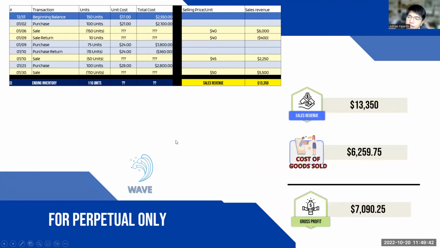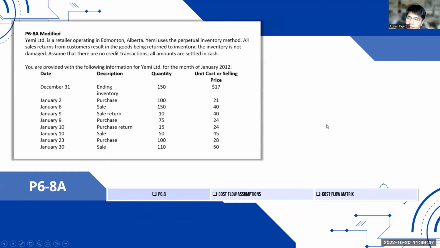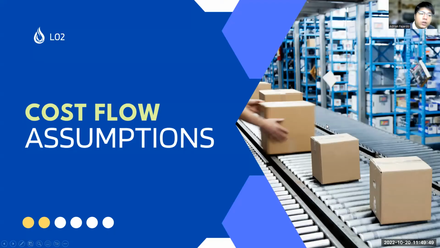So to get the gross profit, we know the cost of goods sold, so we subtract it from the sales revenue. And actually, that ends our cost flow assumption.